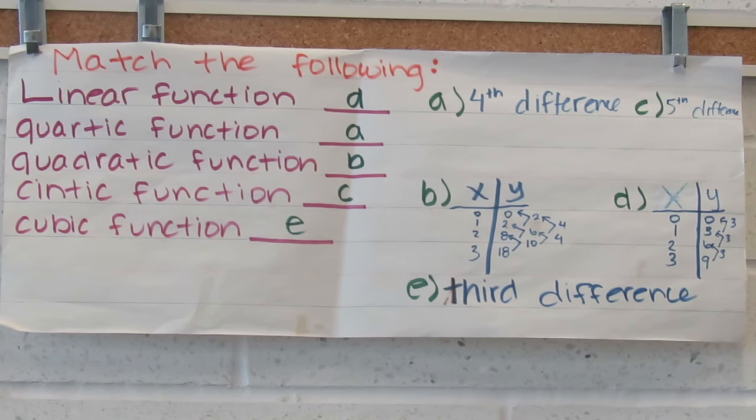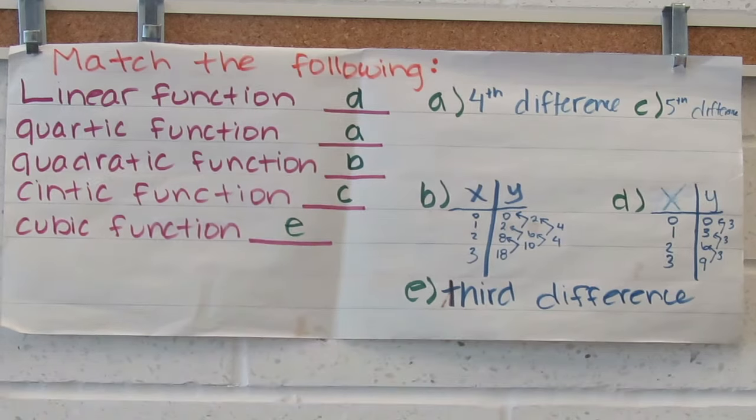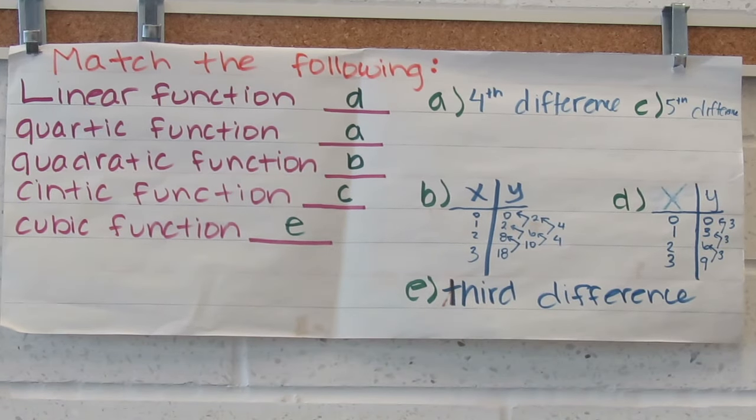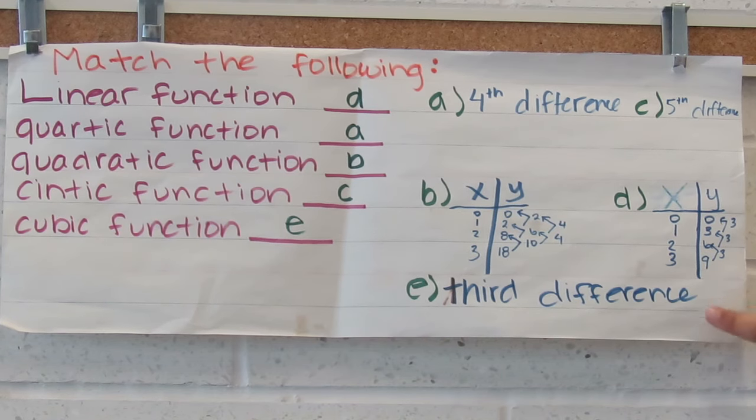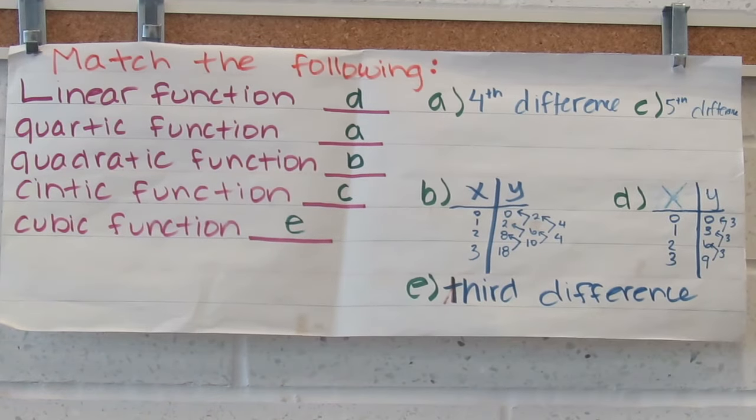My next one is a sextic function, and a sextic function has the 6th difference as the constant one. So we know that it is this one over here because the 6th difference must be constant. And the last one is a cubic function, and we know that a cubic function must have a constant 3rd difference. So we know, since it's the only option left, and also because our 3rd difference must be constant, that the answer to the cubic function one is E, the 3rd difference.